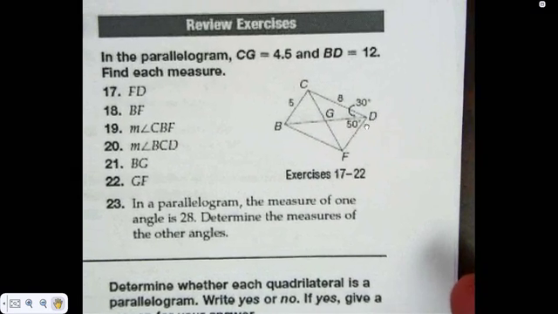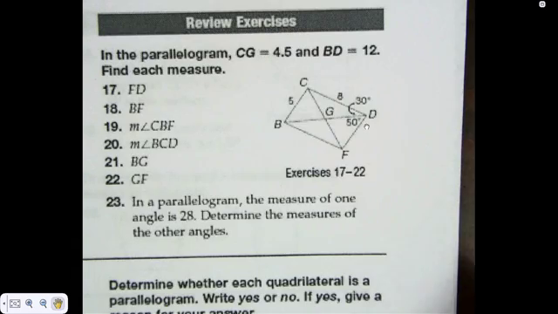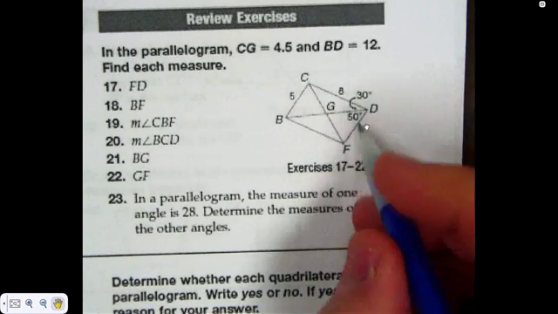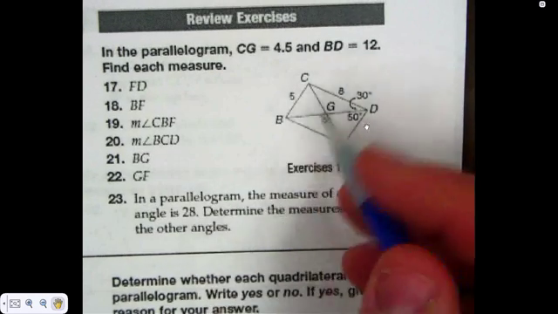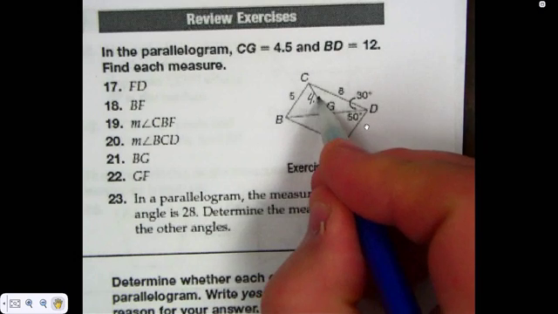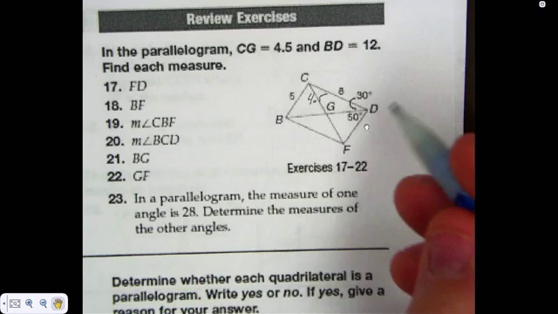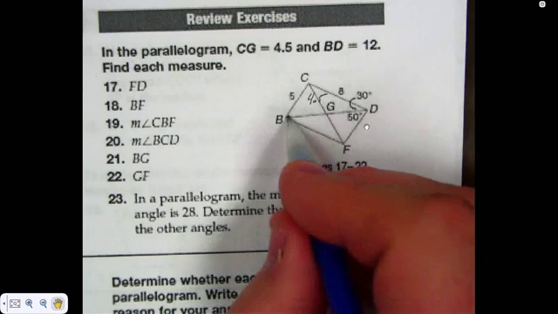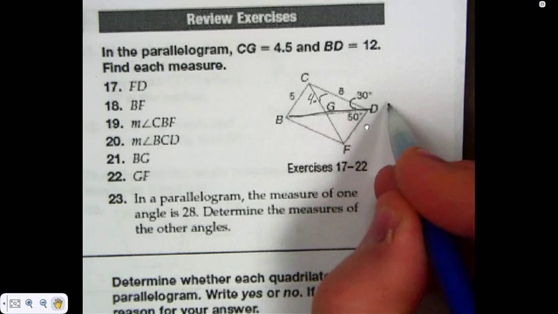Okay. This is stuff dealing with Section 8.2. FD, let's see, what do they tell us? That CG, C to G, is 4.5. B to D is 12.